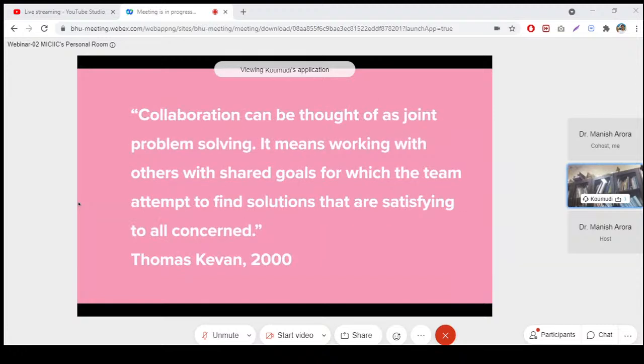Another term often used as a synonym for participatory design is collaboration. According to Thomas Keevan, collaboration can be thought of as joint problem solving. It means working with others with shared goals for which the team attempts to find solutions that are satisfying to all concerned.